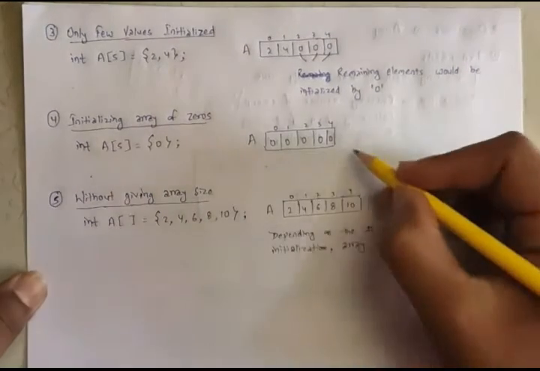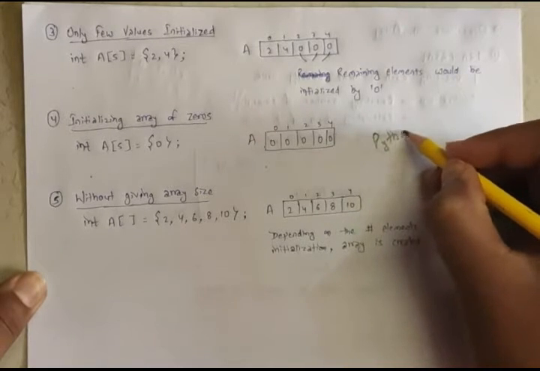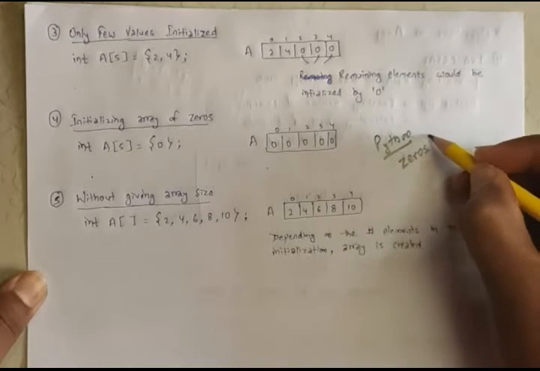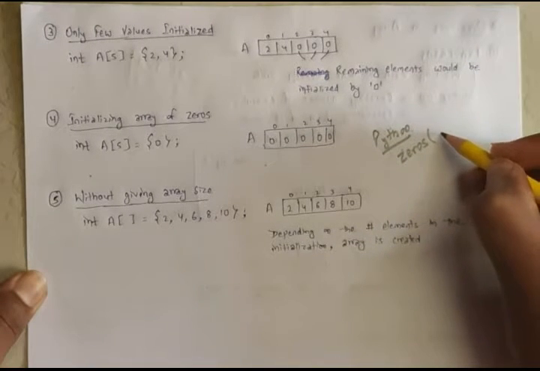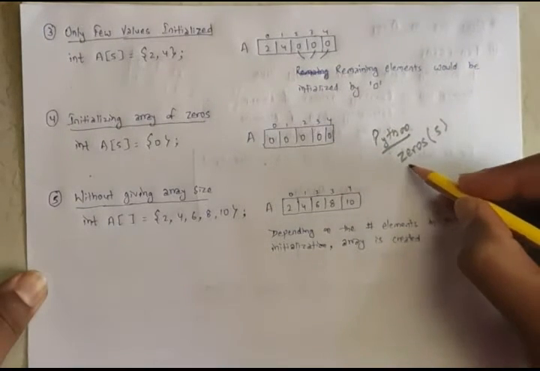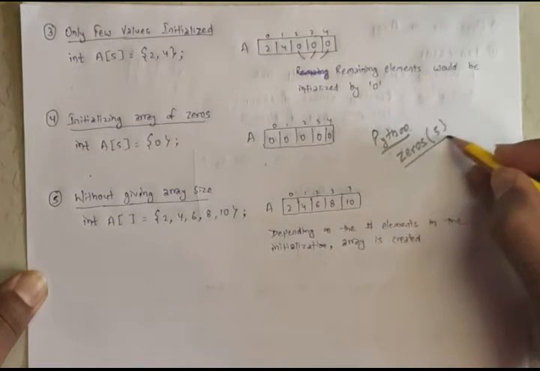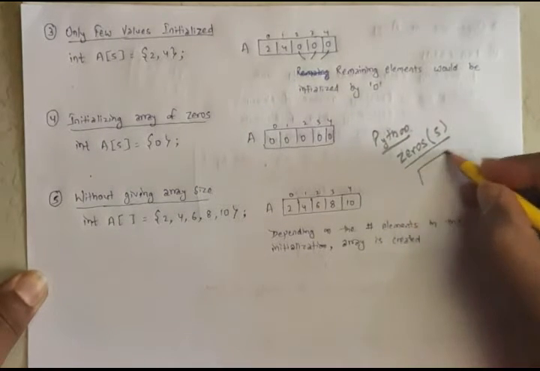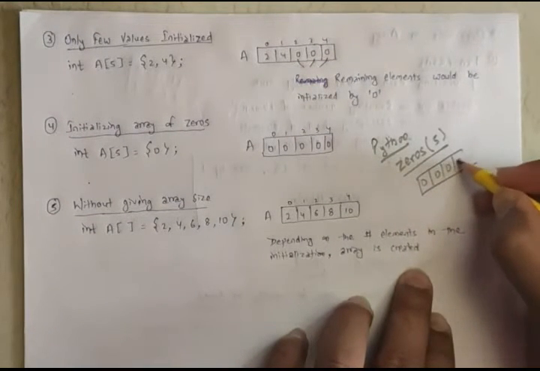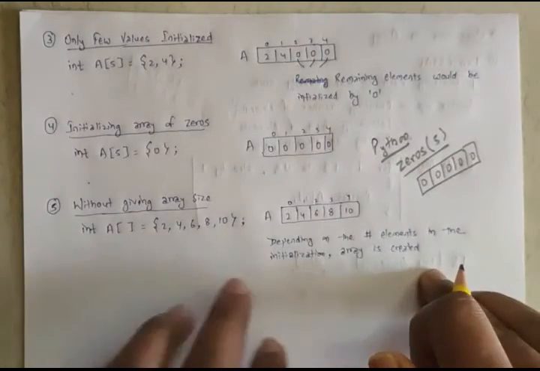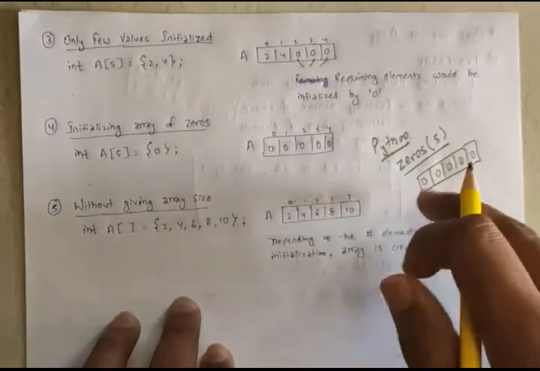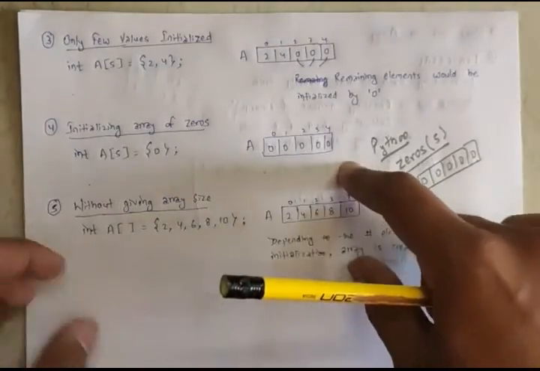For example, in Python we have one function, zeros, in which we can specify the size of the array. Let's suppose I specify 5, and if I execute this statement, it would just create an array of zeros of length 5. So this kind of execution can be done by using the previous concept.